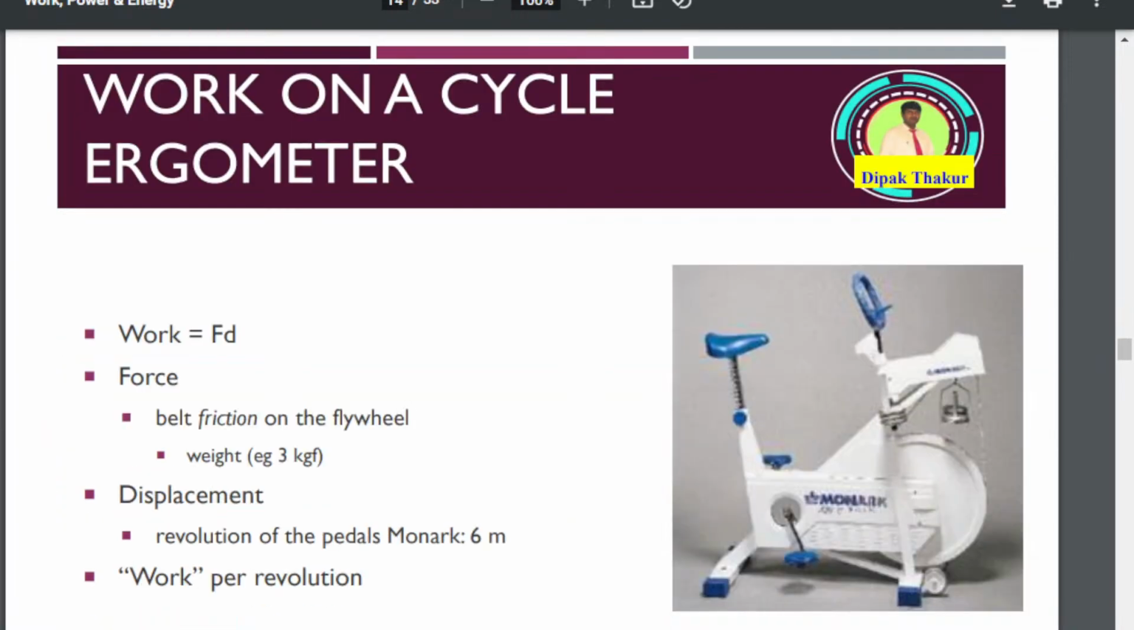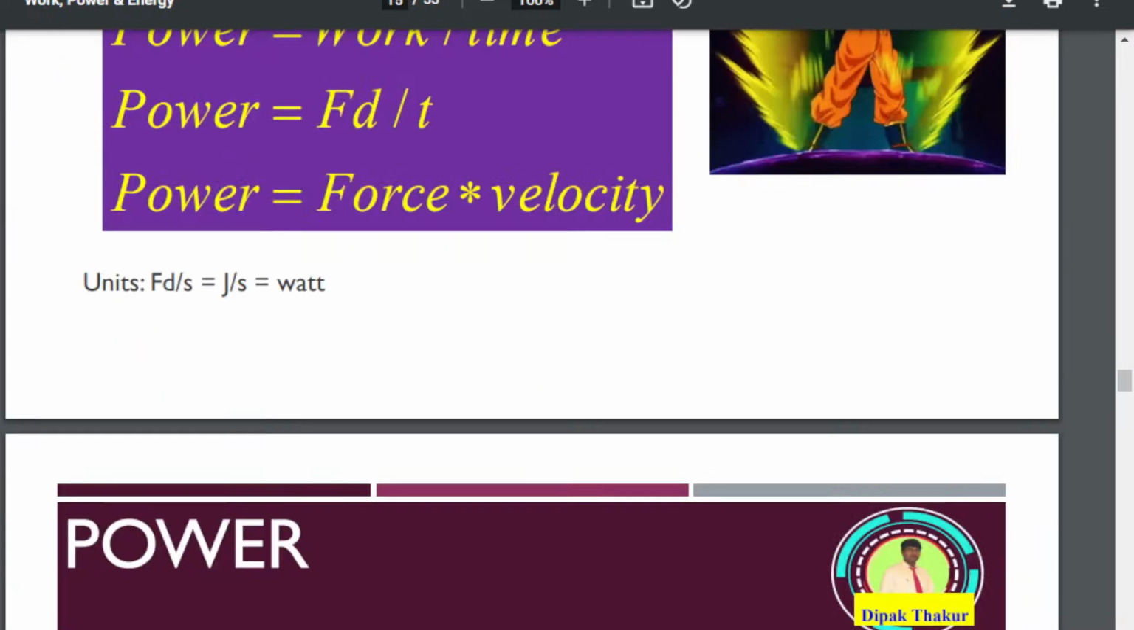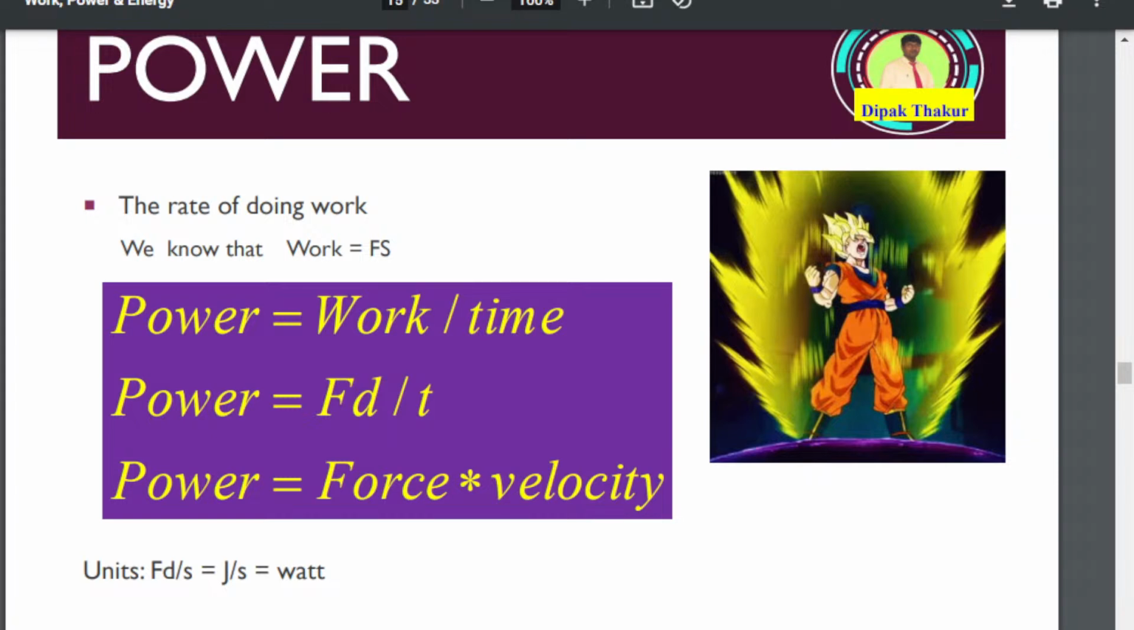Are you getting bored, I think? But similarly, we have to calculate this. I'm thinking I should stop my class now. After the class, I will see how work is done and what is work.